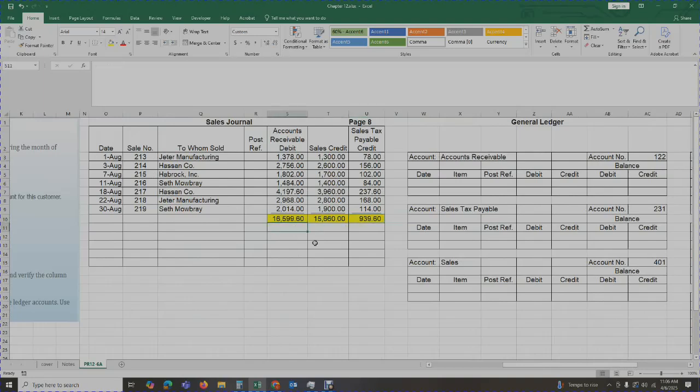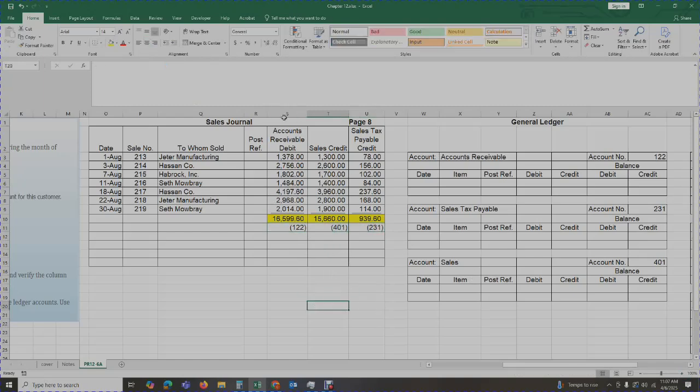Now, down here, to make it easy for me, I'm going to put the account number. My accounts receivable ledger is 122. Let me center this. That way I know where I need to transfer this information. I guess it's not working. So my sales credit, my sales transaction, is account number 401. This is where I'm going to be posting it. And then my sales tax payable account is 231. So these are the general ledger account numbers that I am going to be posting to.